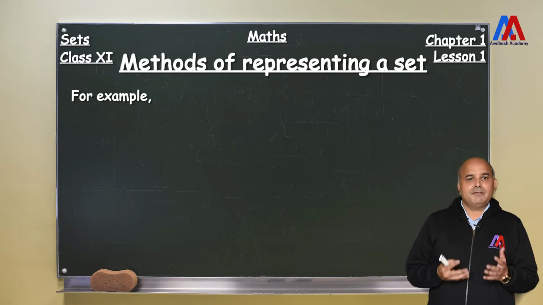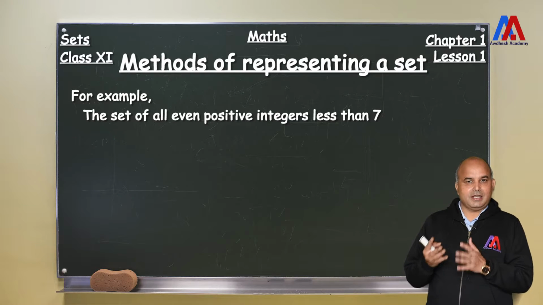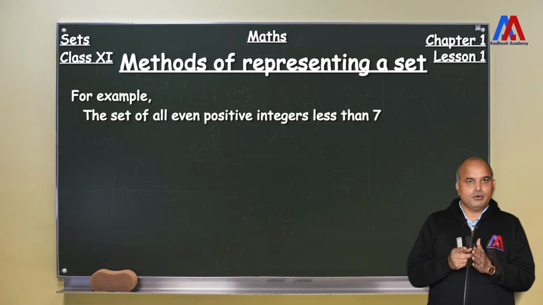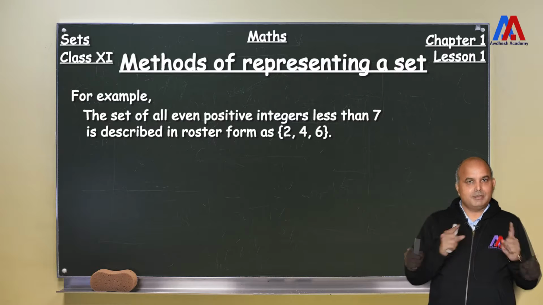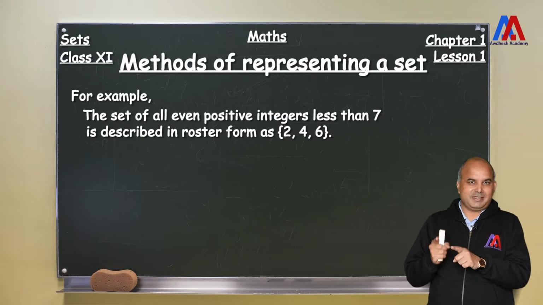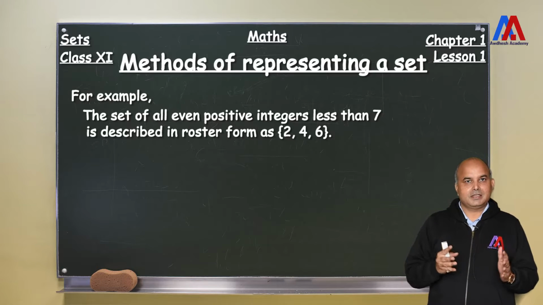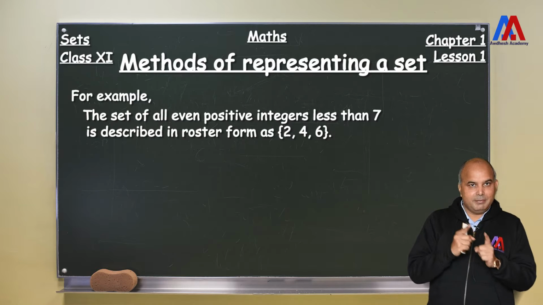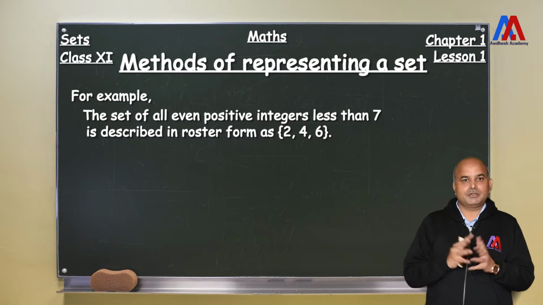For example, if we want to create a set in the roster form of all the even positive integers which are less than 7, then we find that there are basically 3 members in this set: 2, 4 and 6. Then how do we represent it? We put a bracket on both the sides, then put 2, 4, 6. This is how we represent the set in the roster form. That means we put a bracket on both the sides and we write all the elements of that particular set separated by a comma. So this is one thing which you should remember.